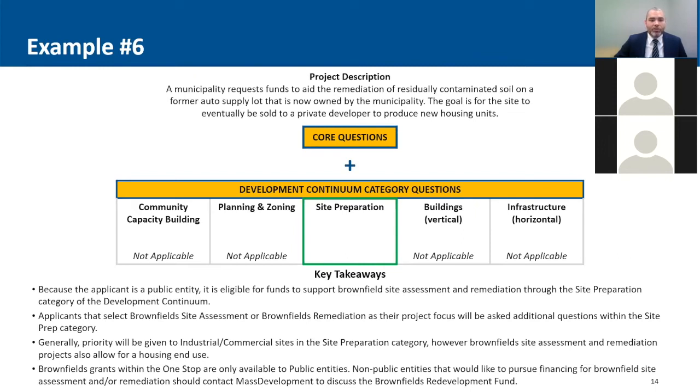Applicants are only allowed to choose one option to describe the project focus. In the event that a project requires both brownfields assessment and remediation components, the applicant should choose brownfields remediation as their focus and can detail the full project needs when describing the project scope. By selecting brownfields site assessment or remediation, the applicant will see additional questions populate within the site preparation section that are specific to brownfields projects. These questions are required to be considered for funding for these projects.